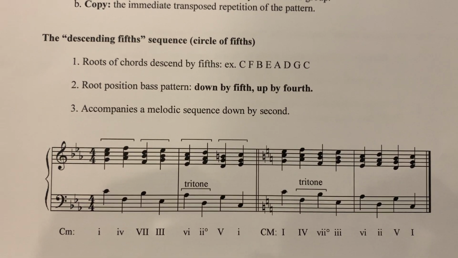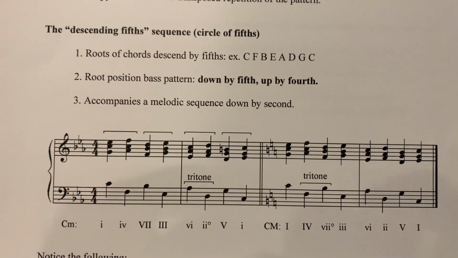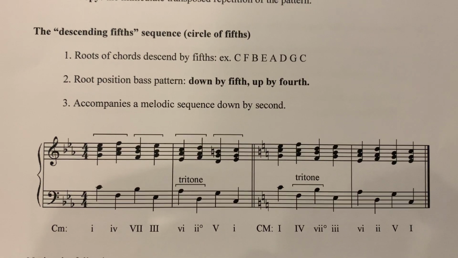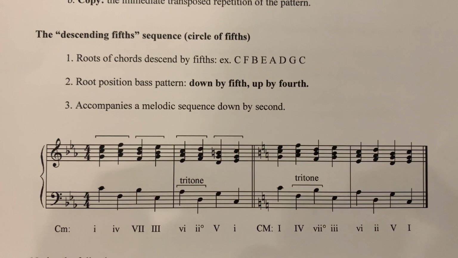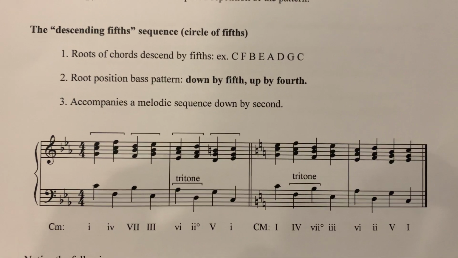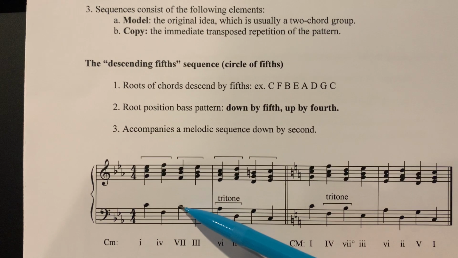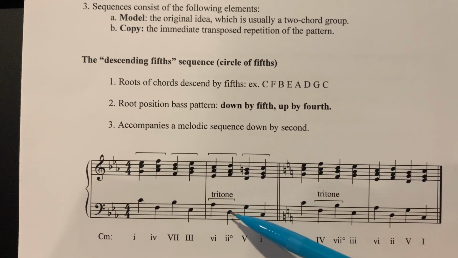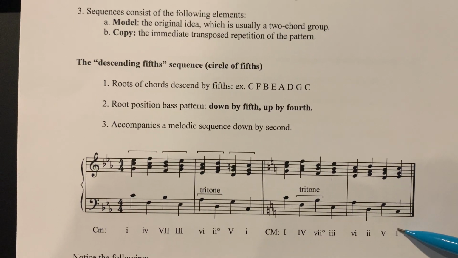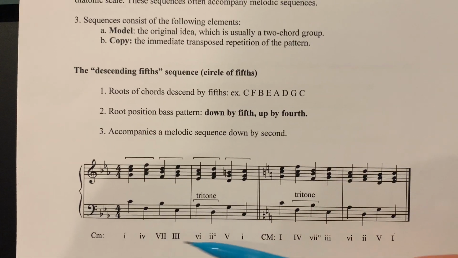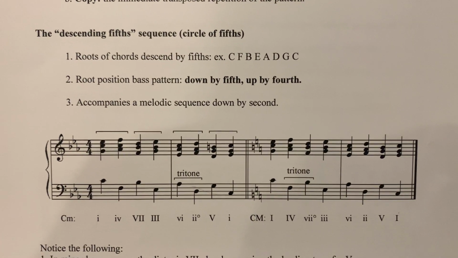Again, you're thinking abstractly to recognize these. You look at the root pattern. So the root pattern that you're usually going to see, if you're in root position, is all down by fifths, but usually what you see is down by fifth, up by fourth, down by fifth, up by fourth, down by fifth, up by fourth, down by fifth. And this is going to naturally land you back on the tonic chord. You can start on one and go all the way through it. And this will accompany a melodic sequence down by second.